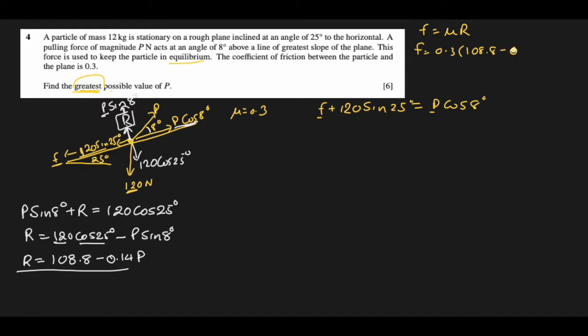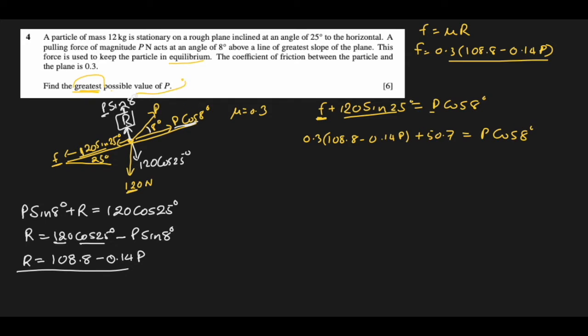108.8 minus 0.14P. Okay, so what we can do, in place of this F, we can write this now: 0.3 times (108.8 minus 0.14P). Now after that, 120 sin 25, I can evaluate this also. It comes out to be 50.7 newtons equal to P cos 8.